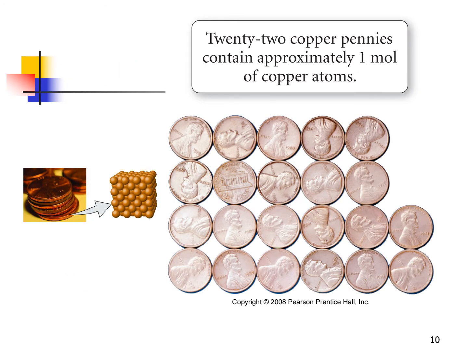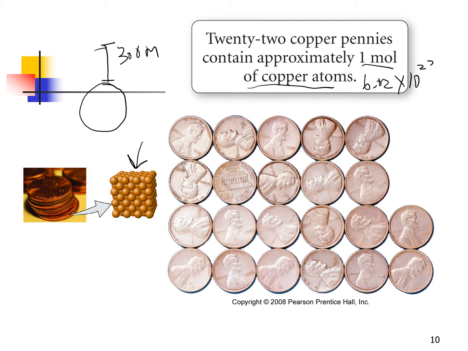If I had a mole of copper pennies, we said that that would cover our Earth's surface to a depth of 300 meters. That's something we really can't imagine. It's a huge number. But to give you an idea of how tiny atoms and molecules are, if I had a mole of copper atoms here, that is something I could actually hold in my hand. So 1 mole of copper atoms, or 6.02 times 10 to the 23rd copper atoms, is equivalent to 22 copper pennies.